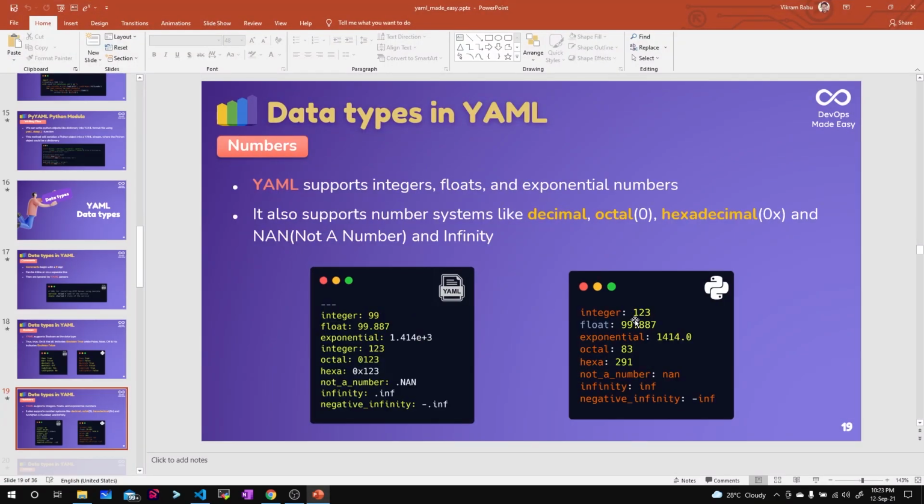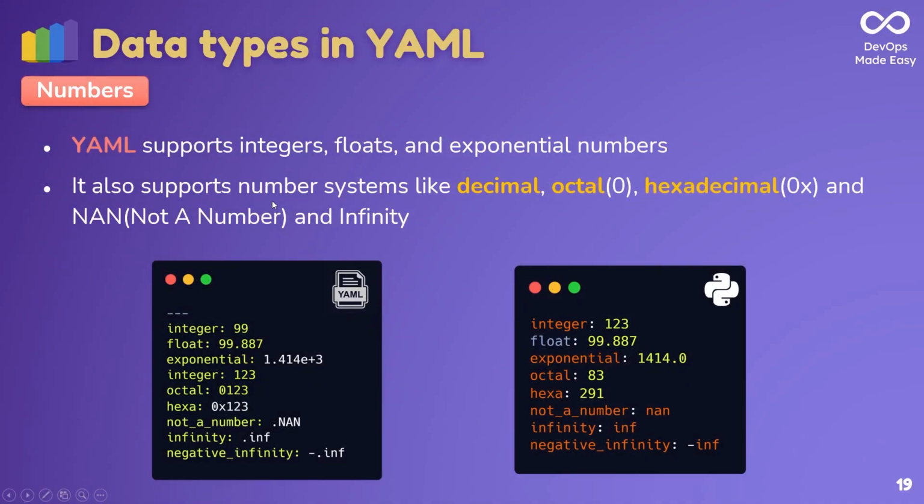So now let's go back to the other data type, which is nothing but the numbers in YAML. YAML supports integers, floats, and exponential numbers as the numbers. It also supports numeric systems like decimal, octal, or hexadecimal systems. And we can also give infinity numbers and not-a-number values. All are supported in YAML.